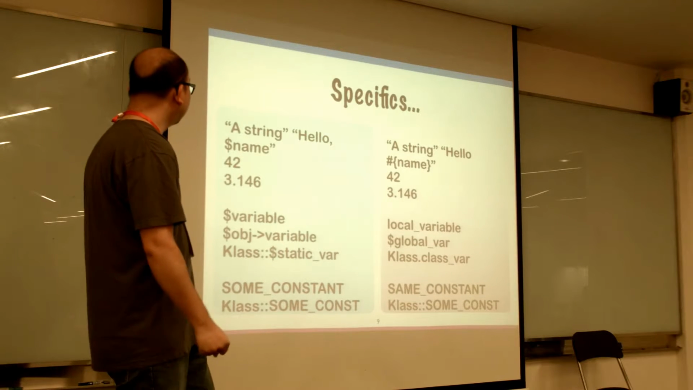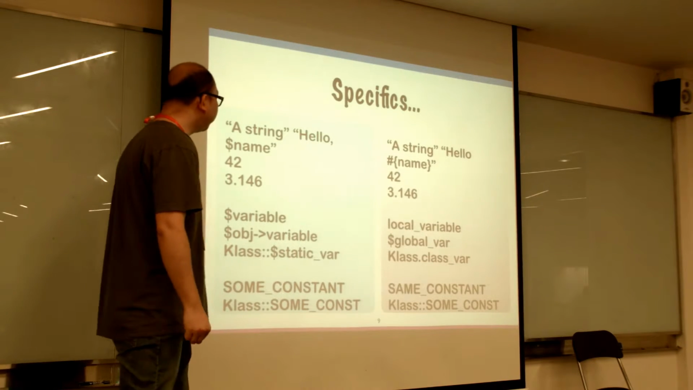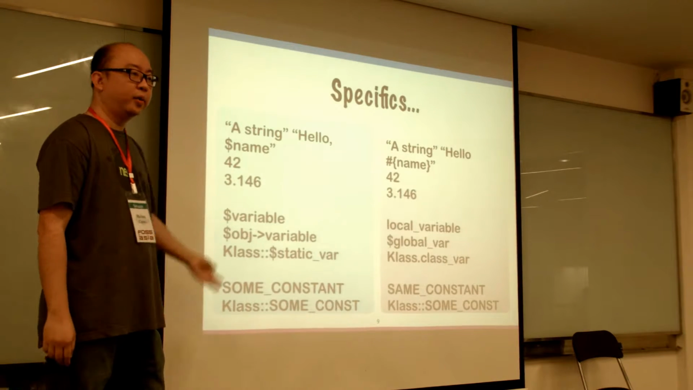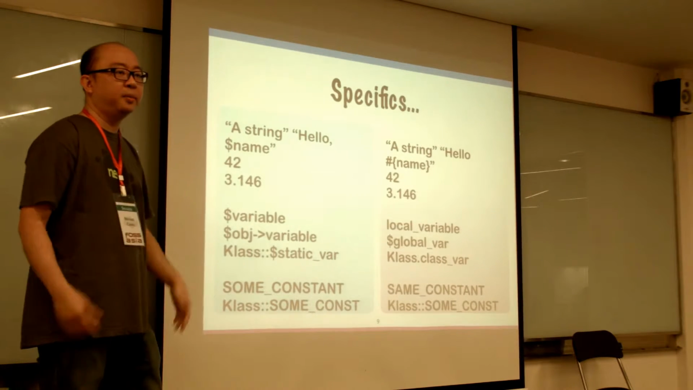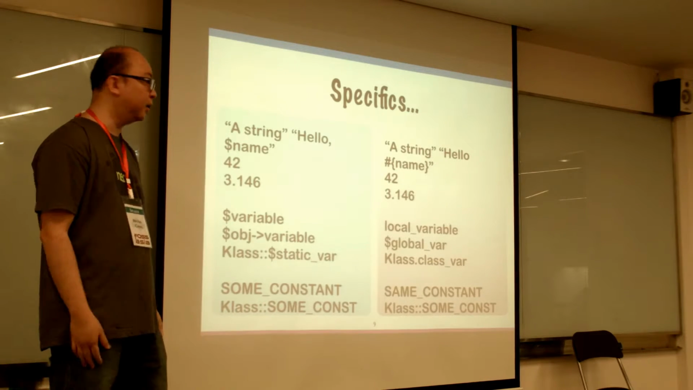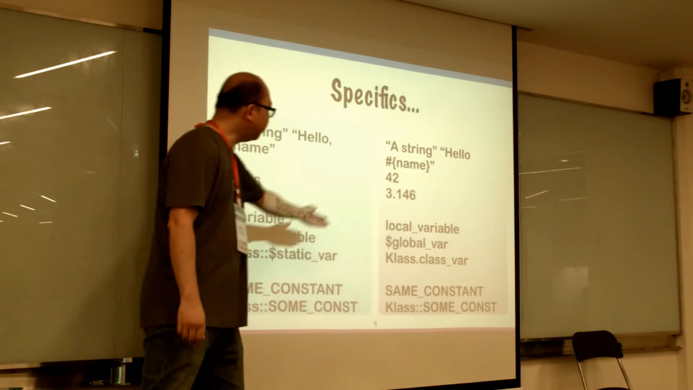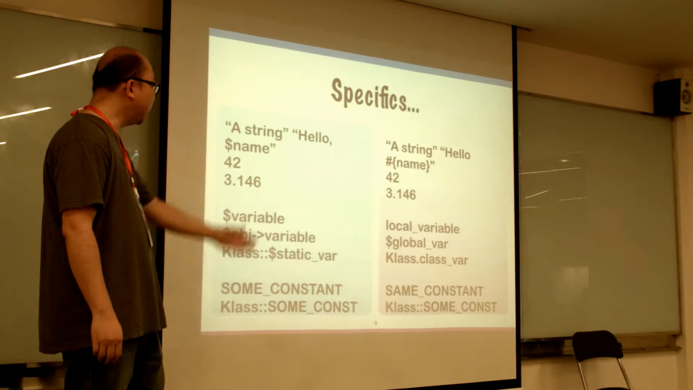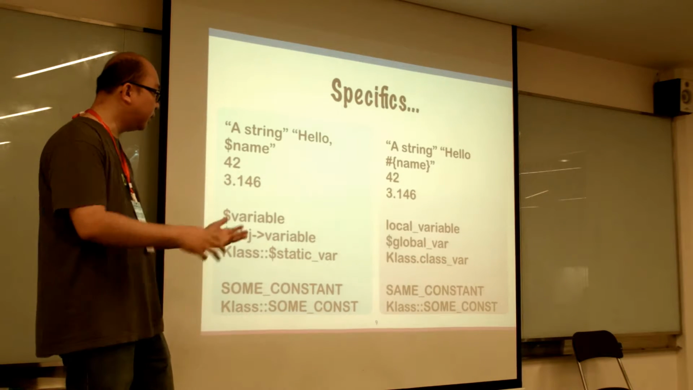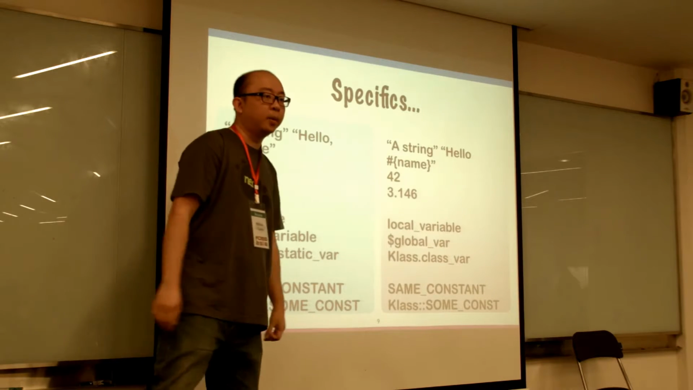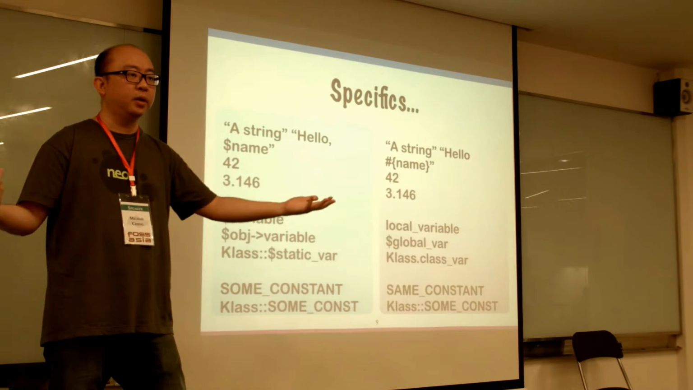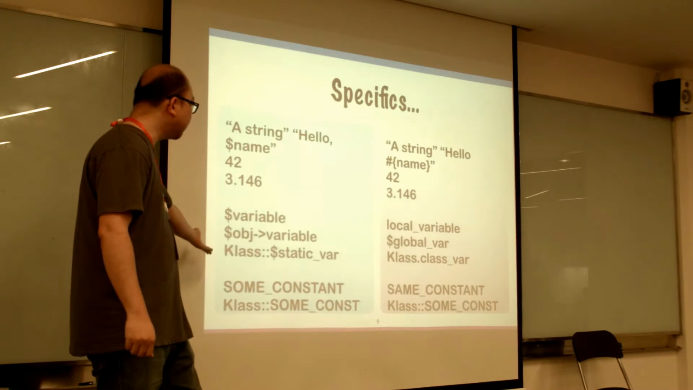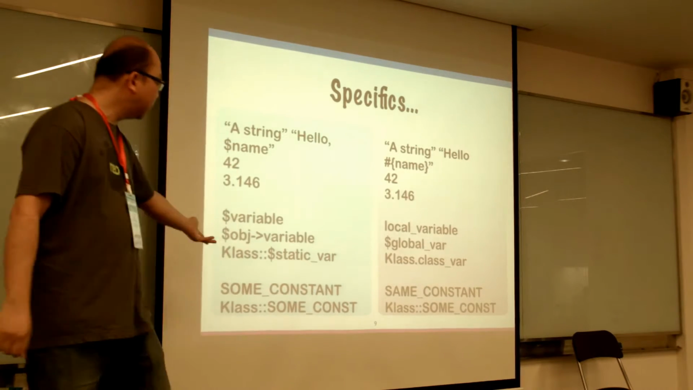So pretty straightforward. Numbers, floats. This is how you represent variables with the $ sign in front. So anything with a $ sign in front in PHP represents a variable container. And in Ruby, that's the other way around. Ruby also has a $ sign prefix as well. This is more for global variables, so they will be available throughout the entire app. Classes, static variables, constants.